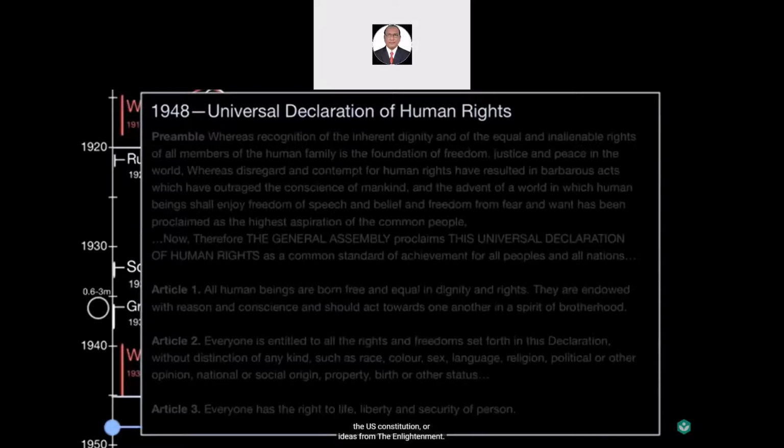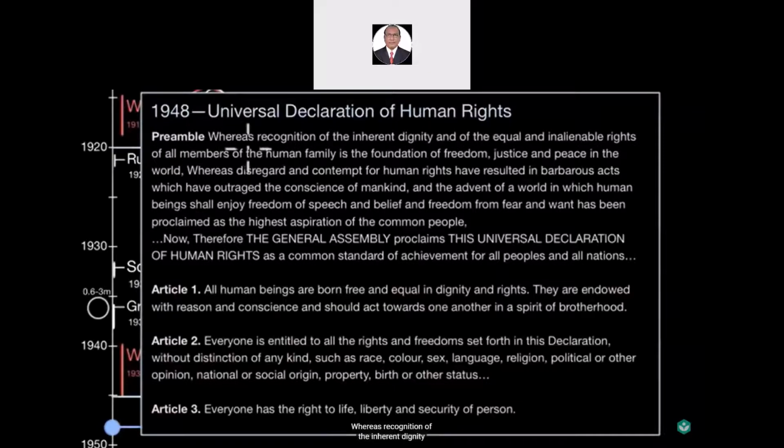This is part of the preamble: Whereas recognition of the inherent dignity and of the equal and inalienable rights of all members of the human family is the foundation of freedom, justice, and peace in the world. Whereas disregard and contempt for human rights have resulted in barbarous acts which have outraged the conscience of mankind. Remember, World War II just happened. And the advent of a world in which human beings shall enjoy freedom of speech and belief and freedom from fear and want, as has been proclaimed as the highest aspiration of the common people. Now, therefore, the General Assembly proclaims this Universal Declaration of Human Rights as a common standard of achievement for all peoples and all nations.